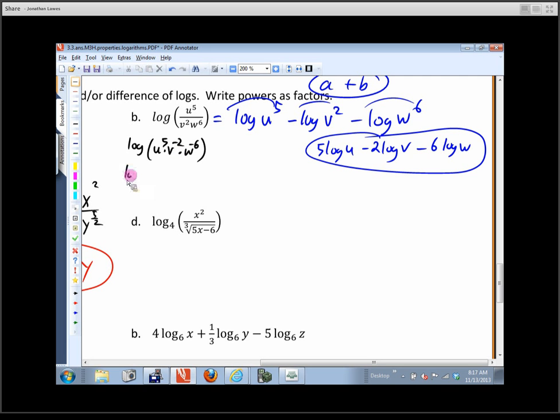So this would be the log of u to the fifth plus the log of v to the negative 2 plus the log of w to the negative 6. Okay, using the product property of logarithms, I change multiplication into addition. And then if I slide these exponents out front, 5 log of u, bring that negative 2 out front, that would be negative 2 log of v, and this would be minus 6 log of w. Okay? Same thing I got here, just a different way to do the same thing.